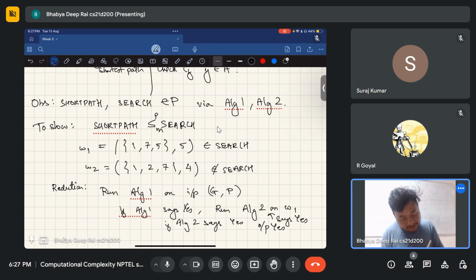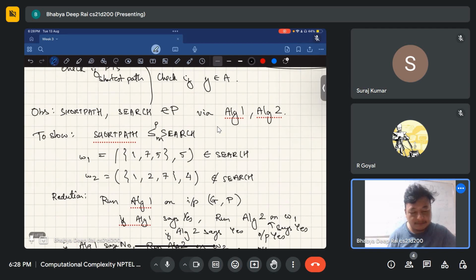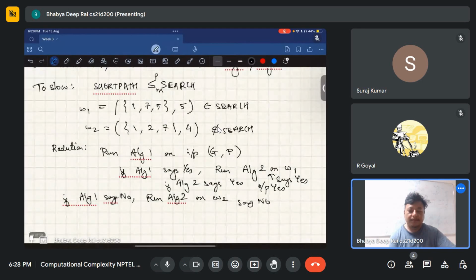Similarly, if algorithm 1 says no, then what do we do? Run algorithm 2 on W and say no, because algorithm 2 on W will clearly say no. Is this clear?